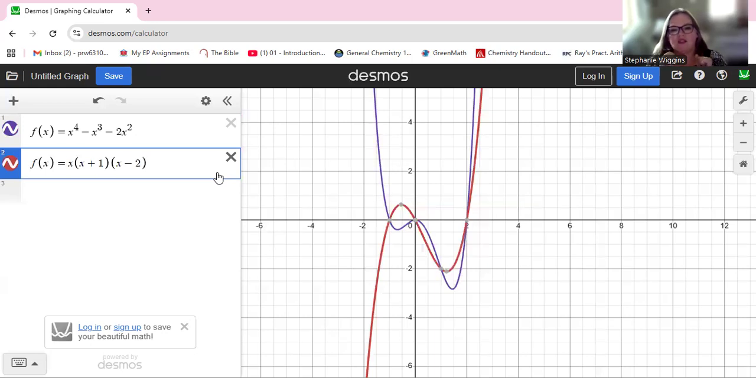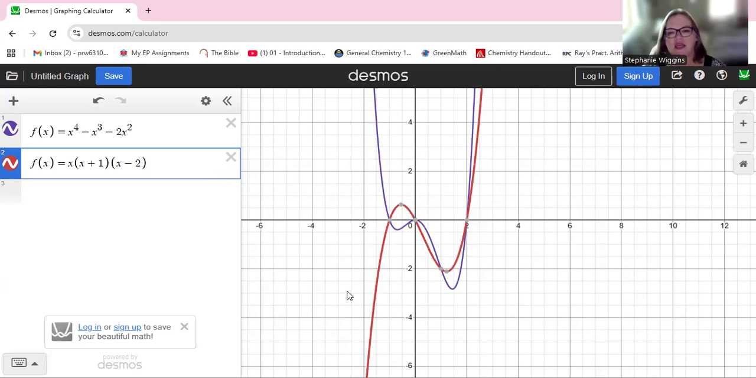Now, surprisingly, the red function that I just typed out does not match the purple function. It's a different function. Why is that? Well, there's something that I didn't consider when I was looking at those zeros, and that is a thing that we call multiplicity. Multiplicity just means how many factors are associated with one zero.